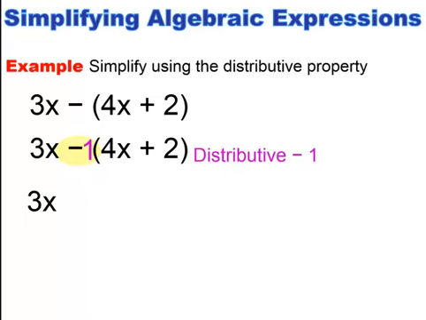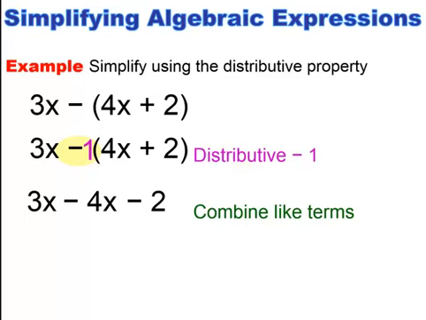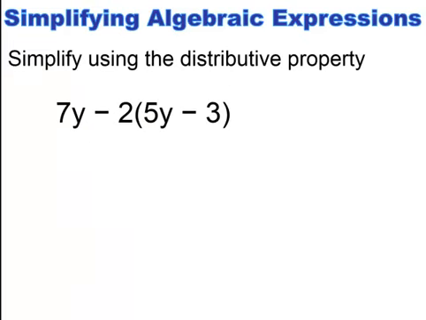So notice I'm just bringing down the 3x, but now I'm going to distribute that negative 1 to everything in the parentheses. So I end up with a negative 4x, and then a negative times a positive will make that a minus 2. Now once you've cleared the parentheses, if you have like terms, you will need to combine them in order to have your algebraic expression in simplest form. So in this case, I'm going to combine my x's because they are like terms, and I end up with 3 minus 4, which is going to give me a negative 1. And remember, you're not going to have a coefficient of a negative 1. You're just going to have the negative x. And then I'm just bringing down that constant, minus 2. And this is in simplest form. Pause and try.